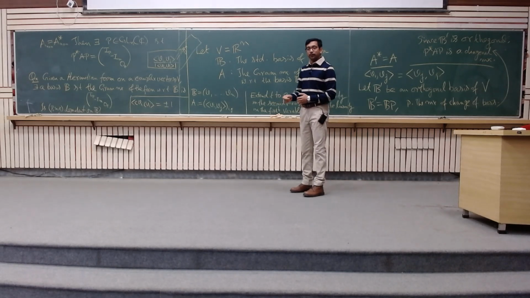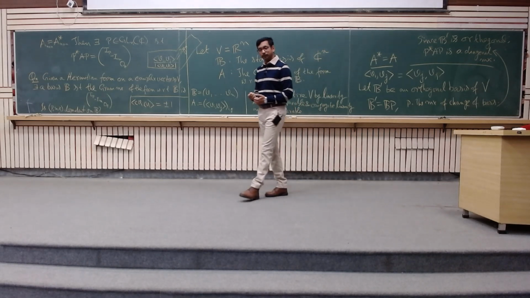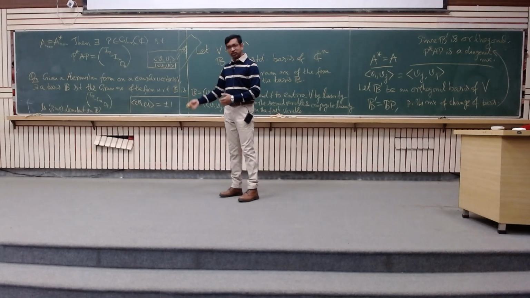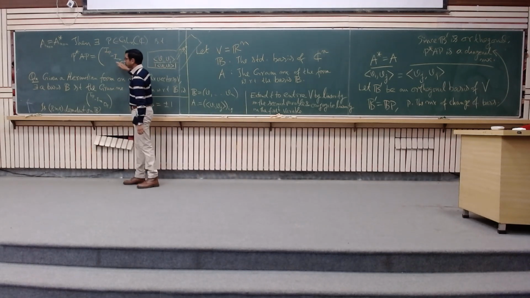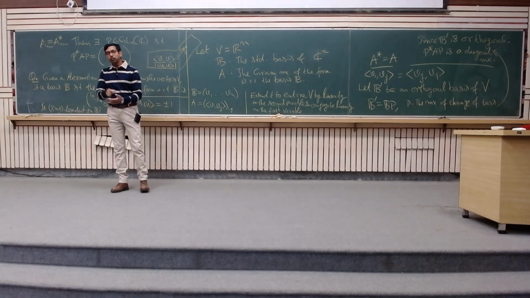So right now P star A P is just orthogonal, and that means it is just diagonal. You do not know which form it is. Now you are of course allowed to rearrange a basis, right? If you rearrange a basis, it's still a basis.